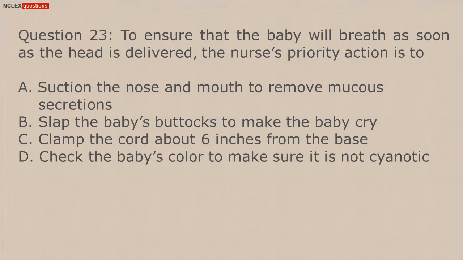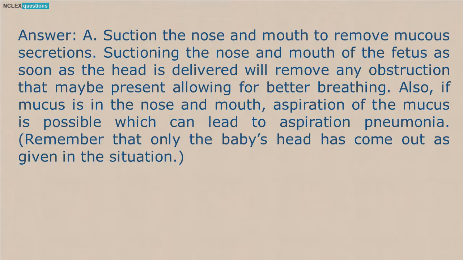Answer, B. Descent, flexion. Question 22. The first thing that a nurse must ensure when the baby's head comes out is A. The cord is intact. B. No part of the cord is encircling the baby's neck. C. The cord is still attached to the placenta. D. The cord is still pulsating.